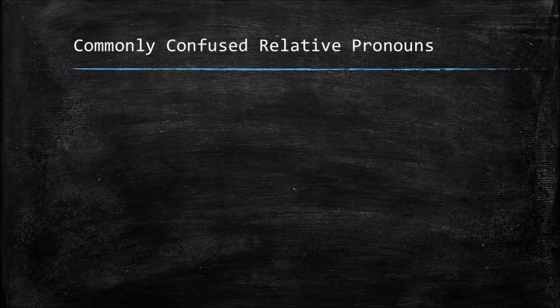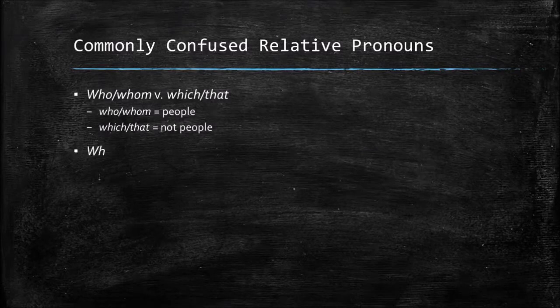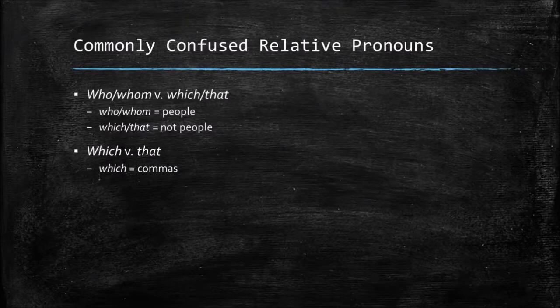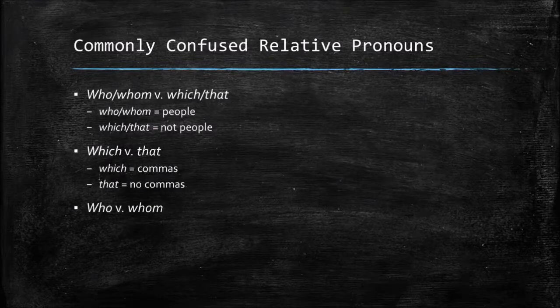All right, just to recap, commonly confused relative pronouns, who, whom versus which, that. Always use who or whom when you're referring to people, and always use which, that when referring not to people. Which versus that: use which when it comes after a comma. Use that when there are no commas. And again, that's a disputed rule, but if you do it, you will always be correct. You can't possibly be wrong. And finally, who versus whom. Who, think he. Whom, think him.